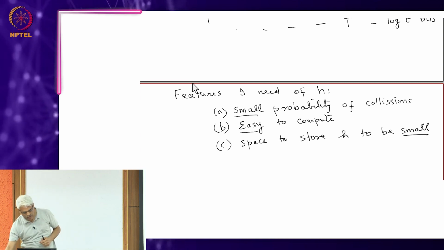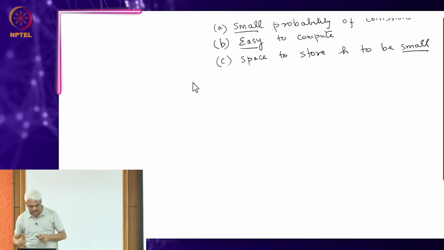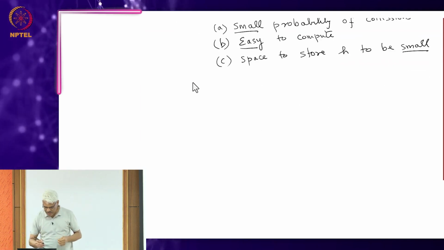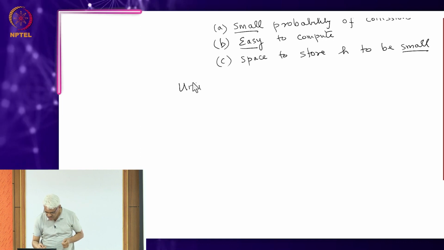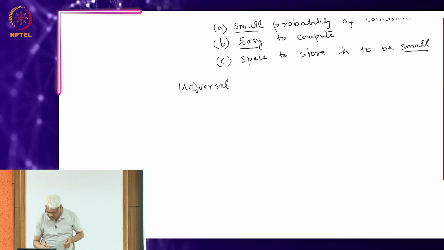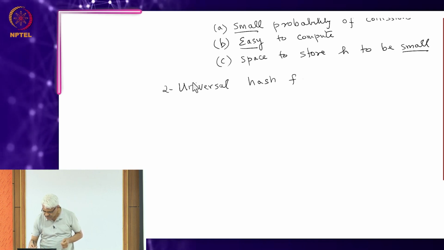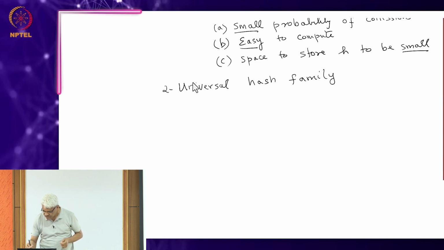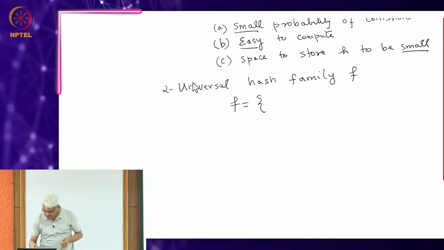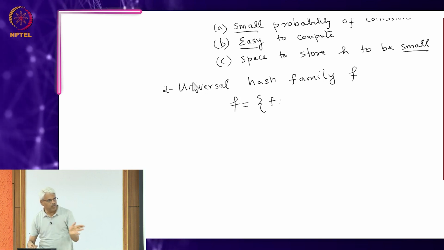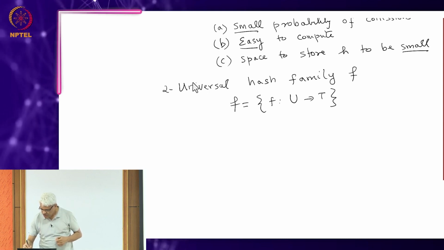So we will now talk about a family of functions. This goes by a lot of names: 2 universal, sometimes 2 universal hash family. It is a family, a set of functions, not one function, a set of functions from U to T with the following property.